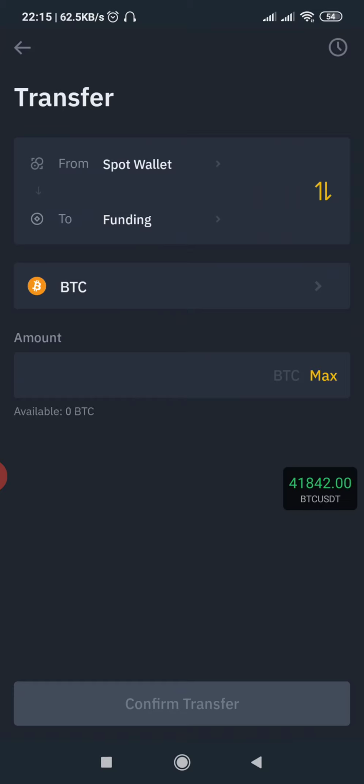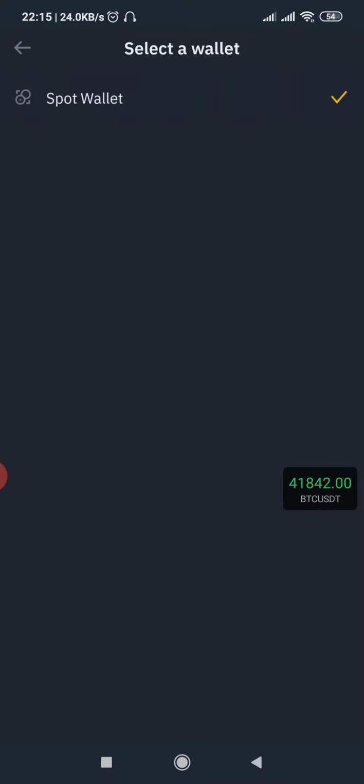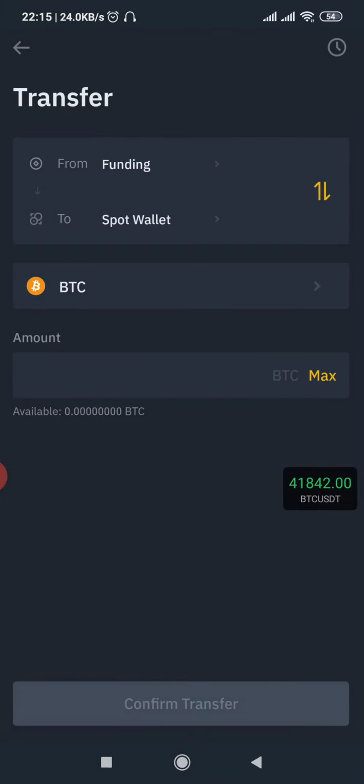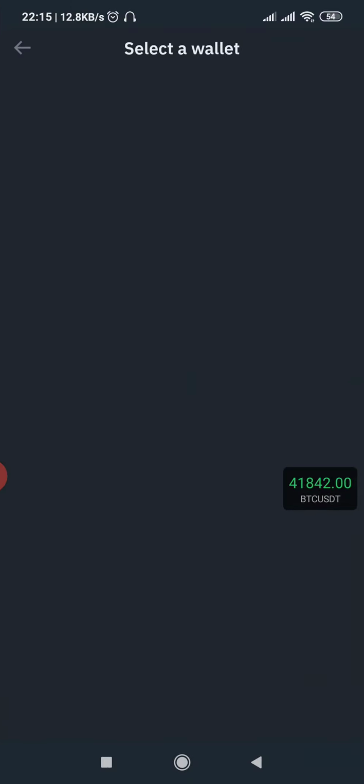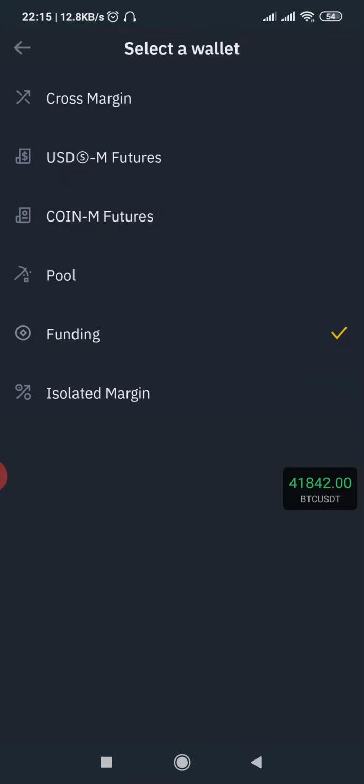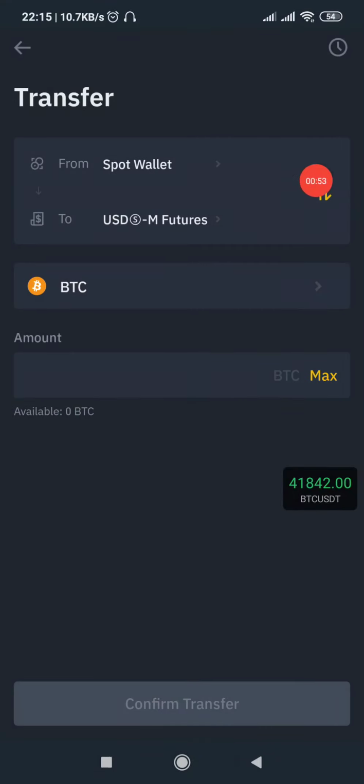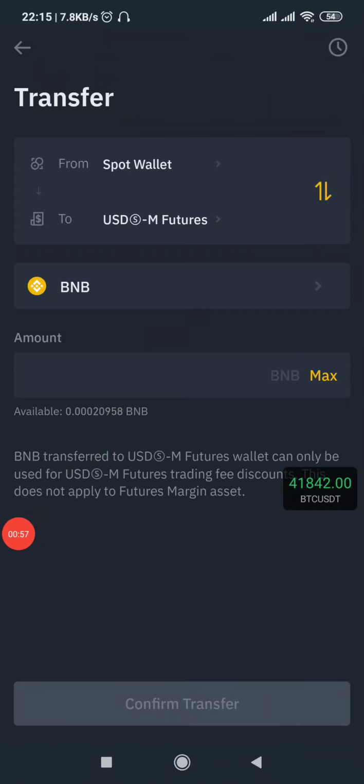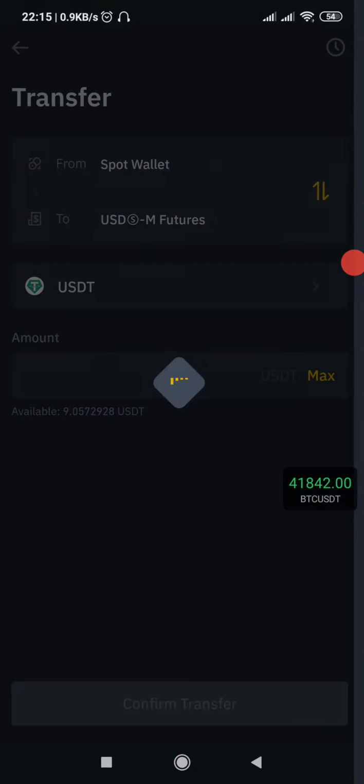So I believe if you use P2P, you can just do funding to spot wallet first. After you have done that, you now do from spot wallet to USD-M futures. This is what I'm tapping on to switch that side. So after doing that, you tap on this place over here, tap on it and select USDT.